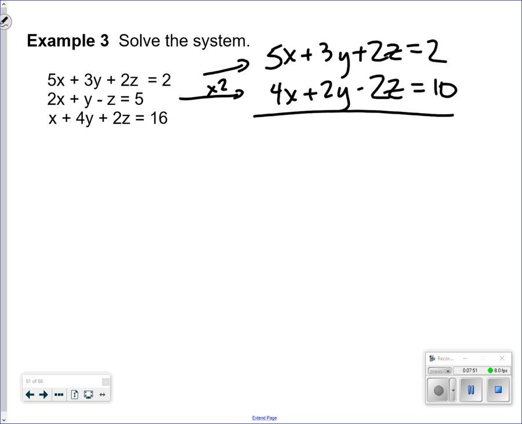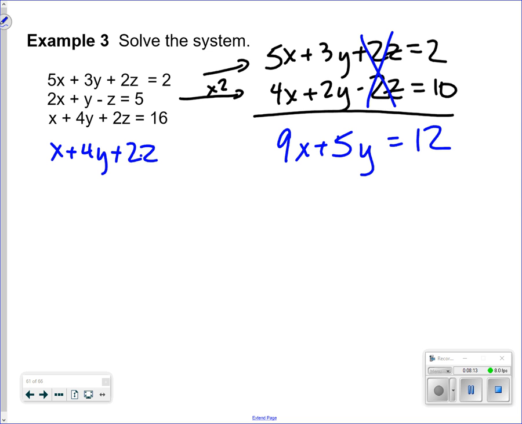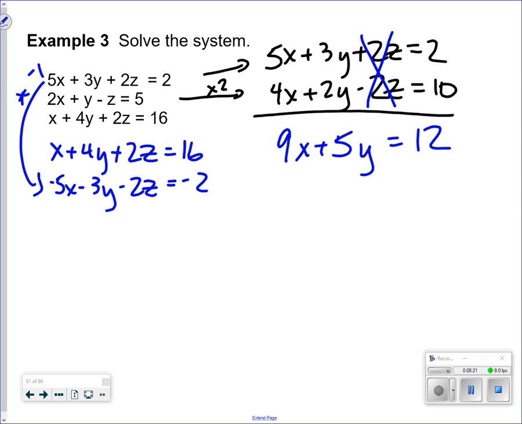The key here is to make sure to multiply everything in an equation by the number. Don't forget any of them. That gets rid of the z's. So add what's left. 9x plus 5y equals 12. Next, I have to use the bottom equation because I haven't used it yet. So I have to use the x plus 4y plus 2z equals 16. I'm going to take the top one and multiply it by negative 1. So this one times negative 1. That gets rid of z. Add what's left. Negative 4x plus y equals 14.